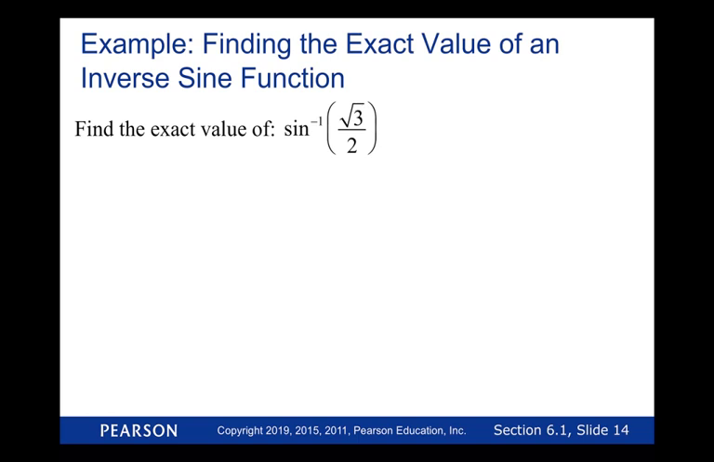Now we're asked to find it, because again, if we put it in our calculator, it's going to give us a decimal. We don't want the decimal. We want the radian measure. We want the exact answer. We don't want an approximation. We want pi over something. You see what I'm saying? So you can use a calculator as a precursor.